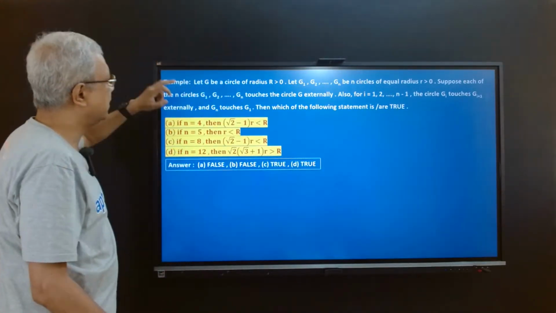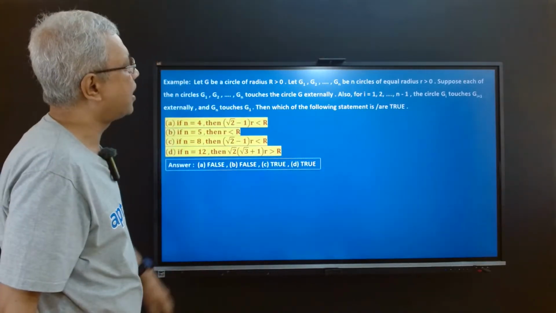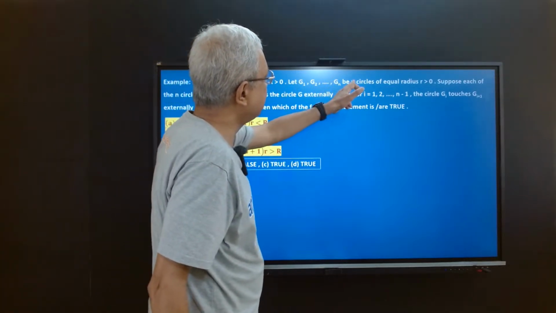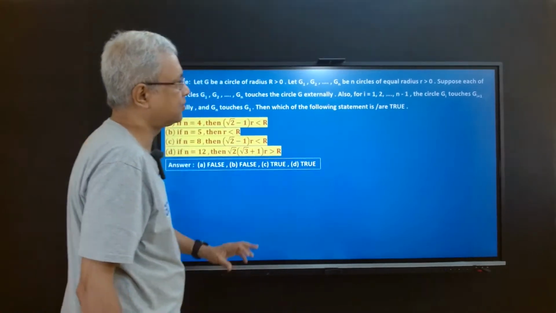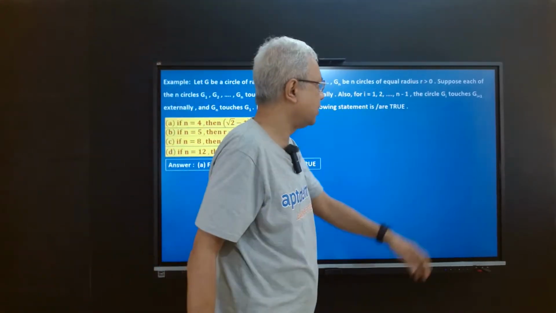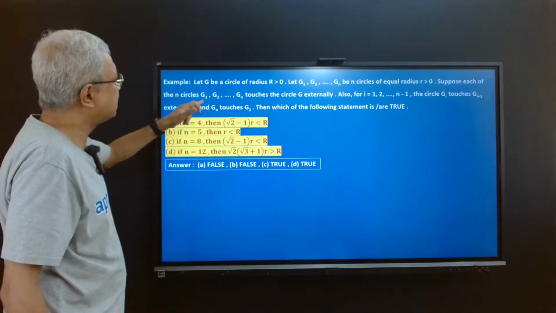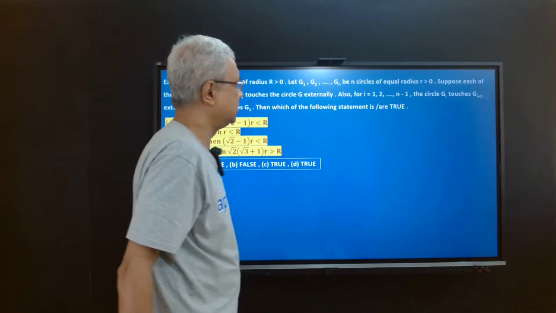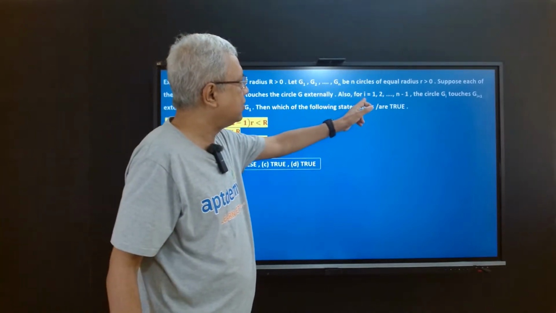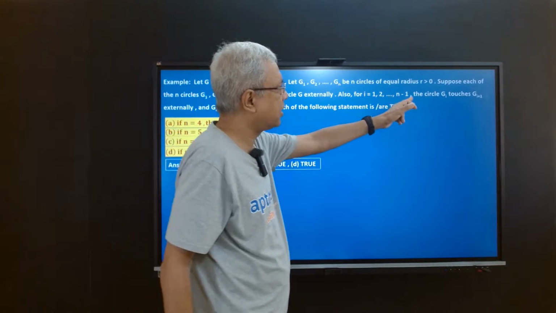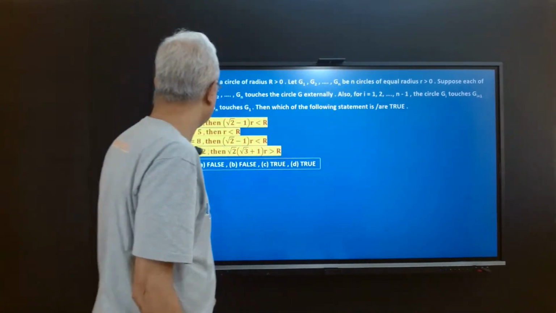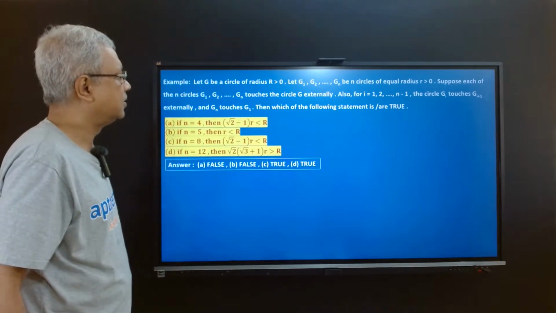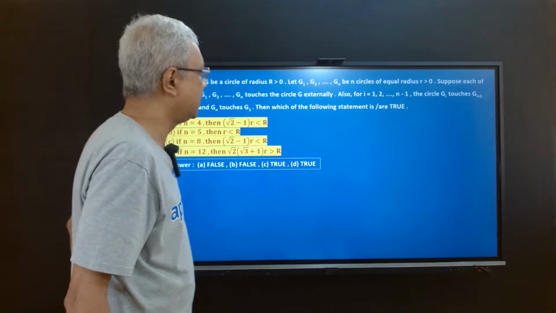So what is the problem? Let G be a circle of radius capital R, and let G1, G2, ..., Gn be n circles of equal radius small r, which are obviously positive numbers. Suppose each of the n circles G1, G2, ..., Gn touches the circle G externally. Also, for i equal to 1 to n minus 1, the circle Gi touches Gi plus 1 externally, and Gn touches G1. Then which of the following statements is true?